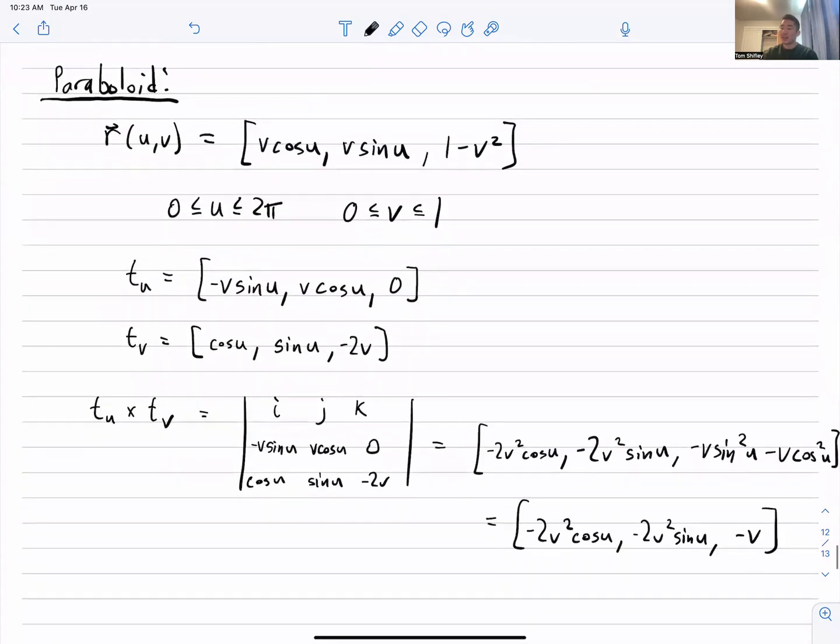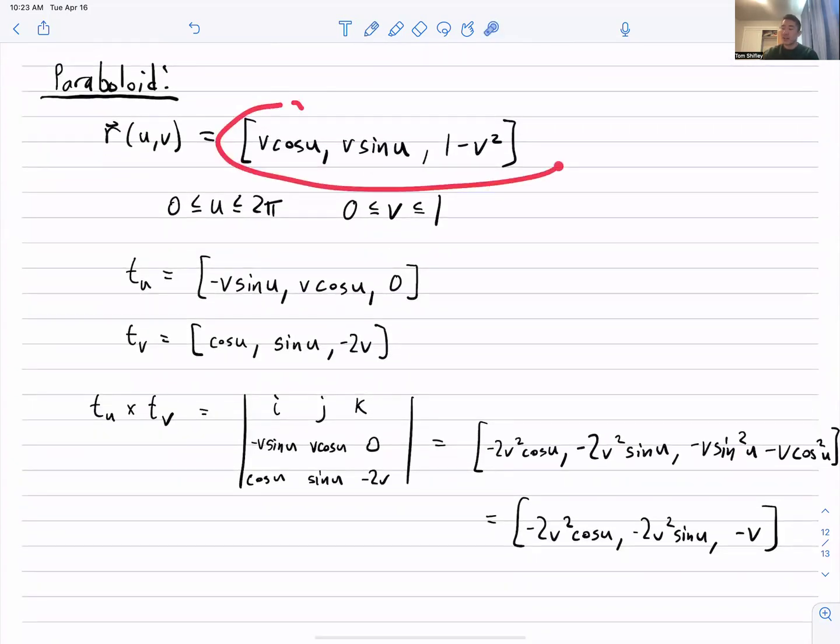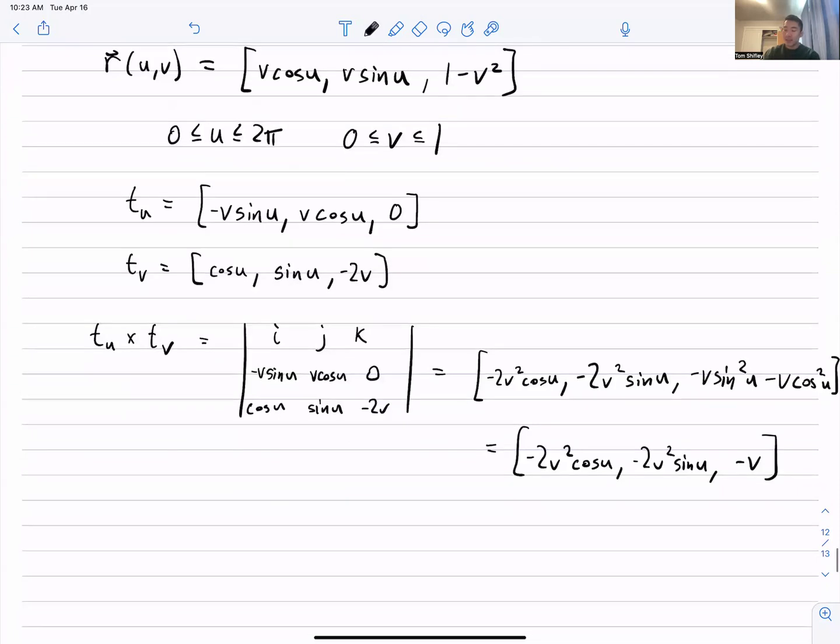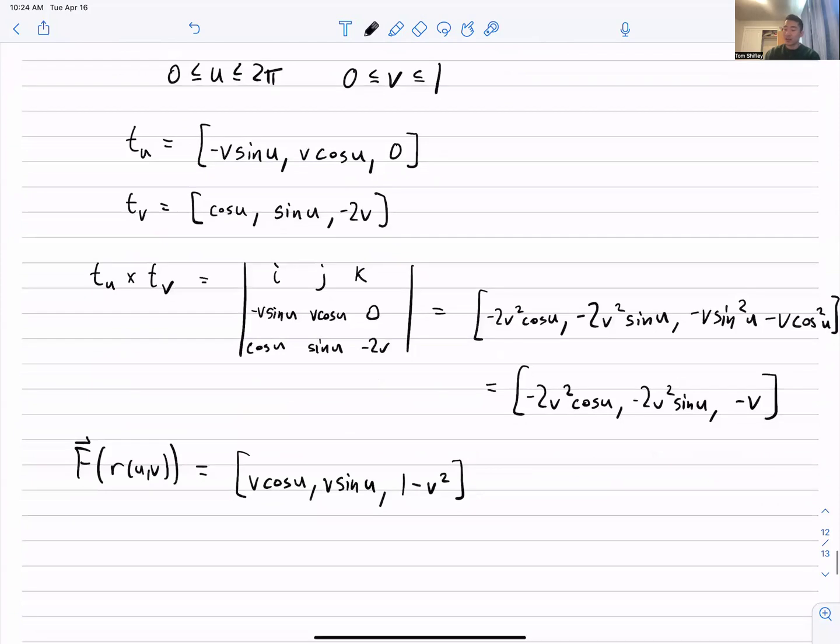We need to plug in F evaluated at that. And so F evaluated at r of u, v is really just r of u, v. And so it's v cosine u, v sine u, and then 1 minus v squared. And then we're going to dot it. So I'm just going to skip to that.